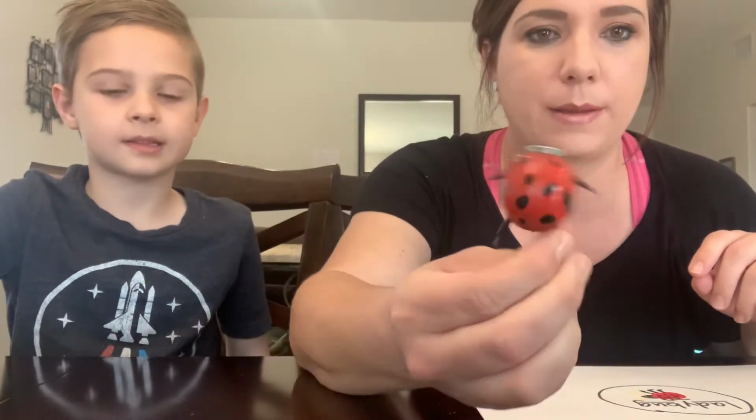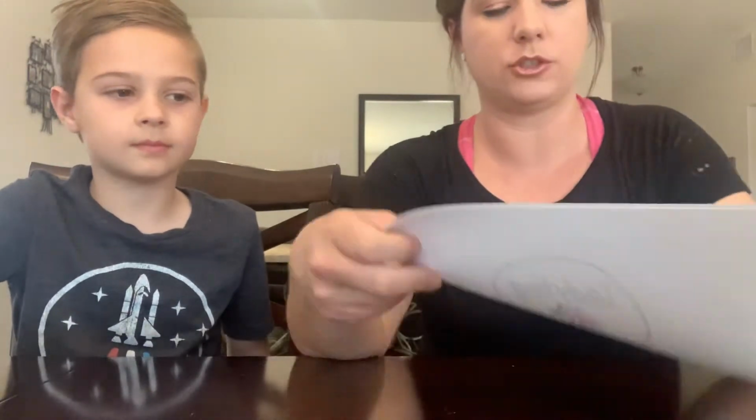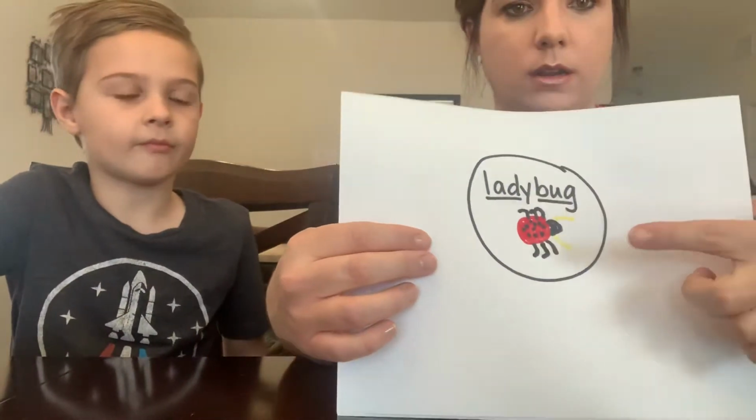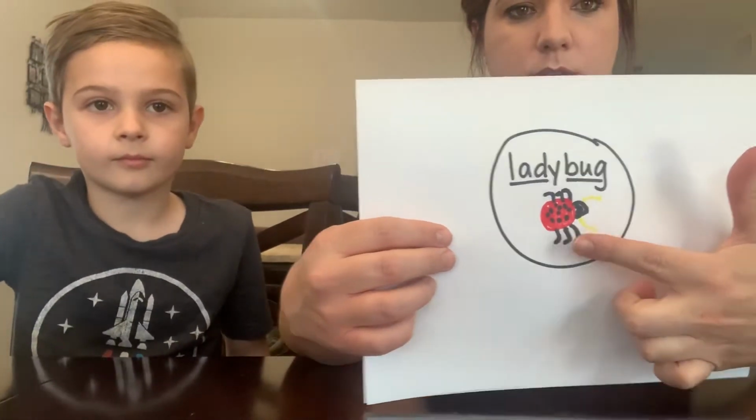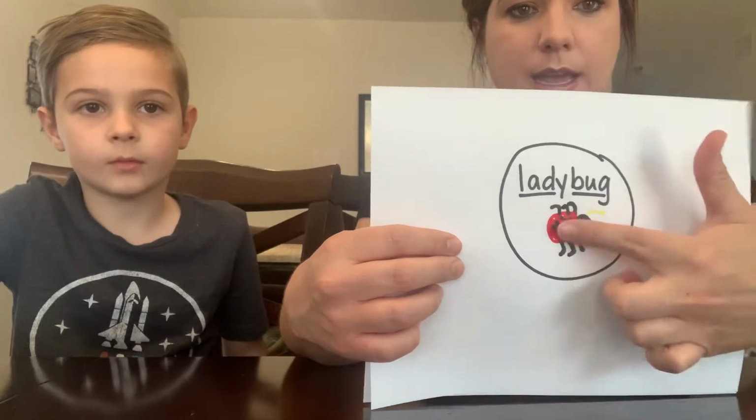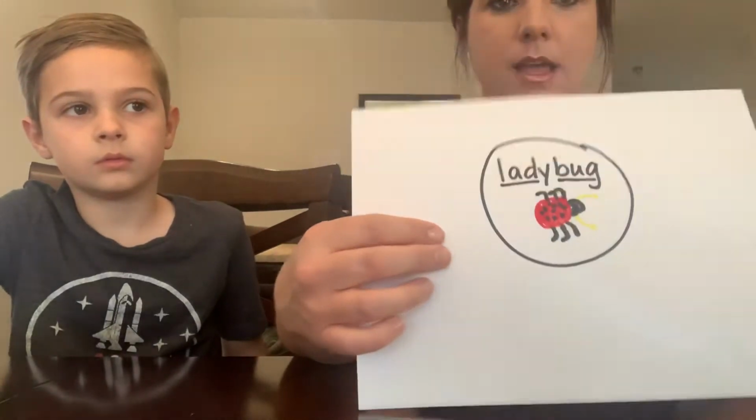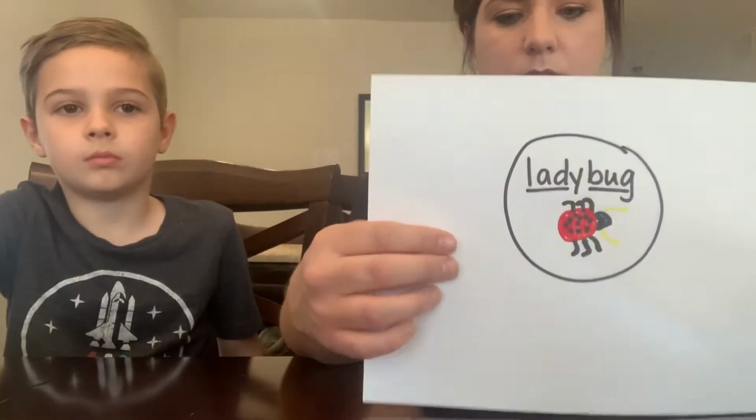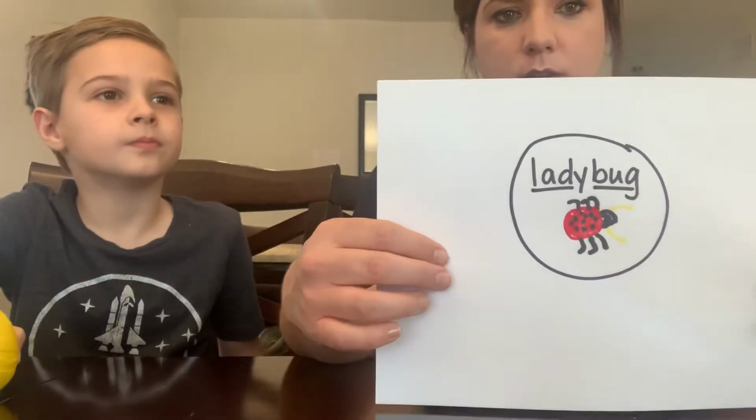So we're writing about a ladybug, and Jacob drew our ladybug for us in our web. So here's the body. We've got the legs. We've got the antennas, the head. All right. So we're ready to get started on our web. First of all, let's go over our topic.